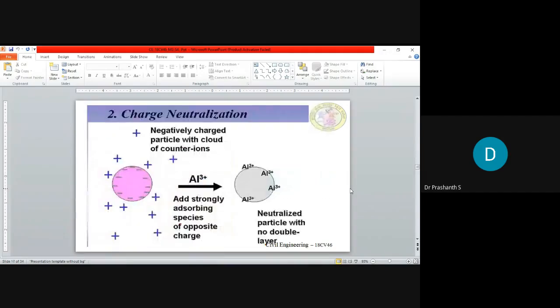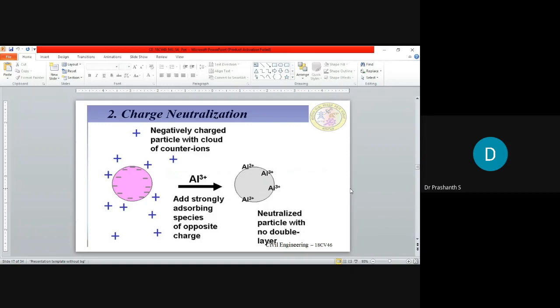This is one theory. Another theory: negatively charged colloidal particles are there. When a coagulant like aluminum sulfate is added, strongly adsorbing species of opposite nature, Al3+, positive charges, this electrolyte is going to attach to the negatively charged particle. So when the coagulant is added to the negatively charged particle, flocs develop, many particles are going to attach, the mass develops and it is going to settle down. So the second theory is charge neutralization.